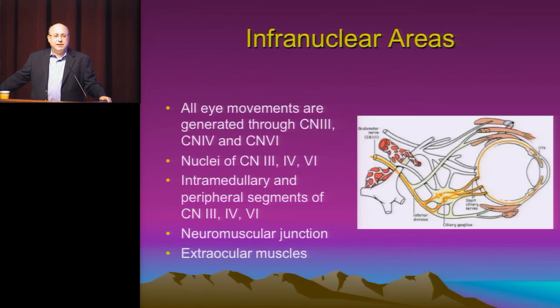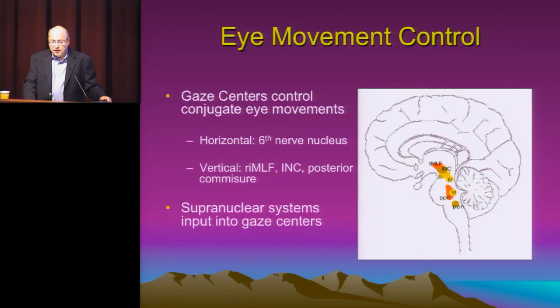So infranuclear areas, the areas that control eye movements, begin with the third, fourth, and sixth nerve. So those are the nuclei. And from them, you get a supply of all the extraocular muscles. We have the intramedullary segments, in the medulla, pons and midbrain, which have central myelin. And then we have the peripheral segments of these nerves in the subarachnoid space, and then cavernous sinus and orbit. And then we have the neuromuscular junction, the junction between these nerves and the extraocular muscles, and finally the extraocular muscles themselves. So that's the nuclei and infranuclear area.